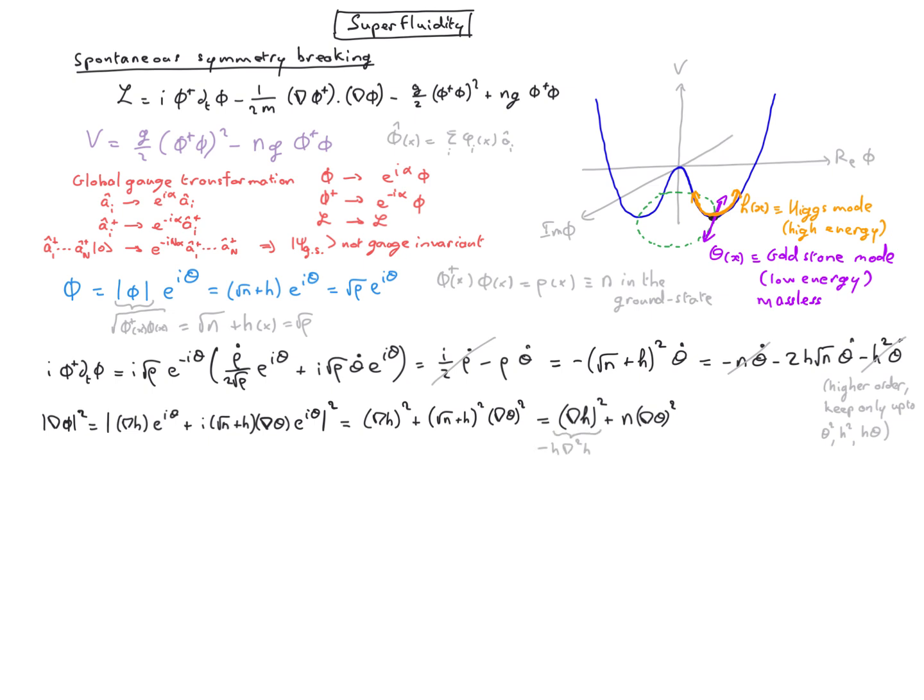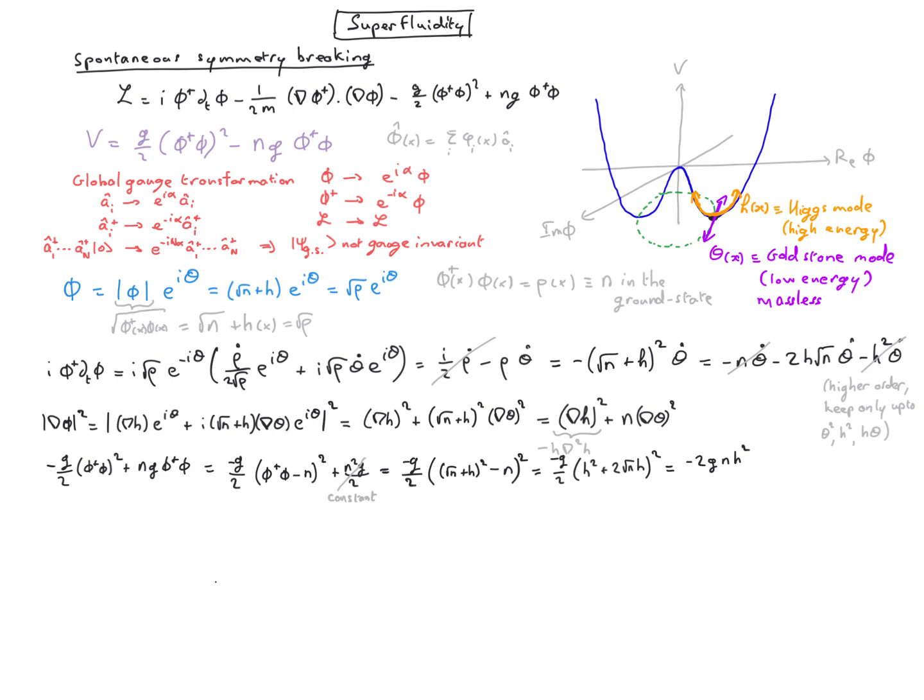Finally, we are left with the interaction and the chemical potential terms, which we can rewrite. The second term is irrelevant because it is just a constant. As we only keep the second order, the h squared term doesn't contribute. We finally get the Lagrangian. Our next step is to quantize, and we will do that using the path integral formulation instead of canonical quantization, because that will allow us to integrate out the high energy mode, which is the Higgs mode, more efficiently.